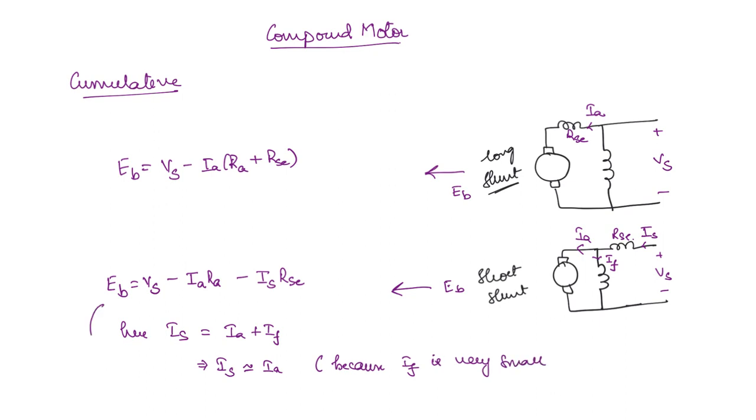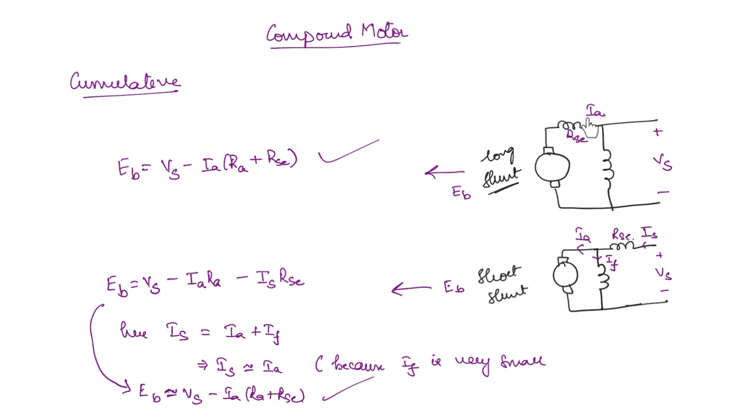Then what will happen to this equation? EB will simply become Vs minus IA into RA plus RSE, approximately. So this equation and this equation are the same if you make this approximation. That is why there will not be much difference in terms of the characteristics. Now what about the difference between cumulative and differential connection? In compound motor we have two fluxes, one produced by the series winding and the other produced by the shunt winding.